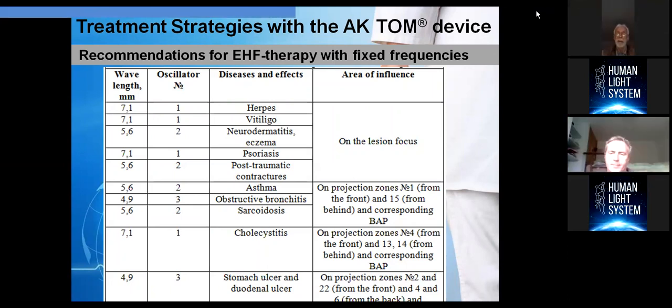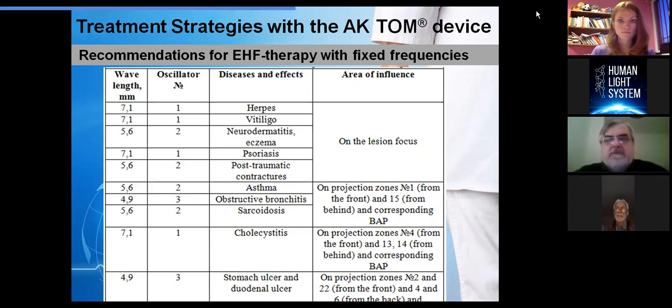Here are some recommendations on how to use, up to now we spoke about the broadband yellow oscillators. Now we have some recommendations on how to use the EHF therapy with fixed frequencies.